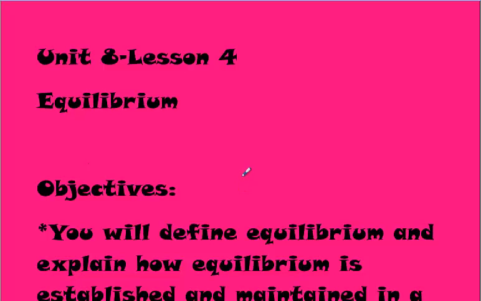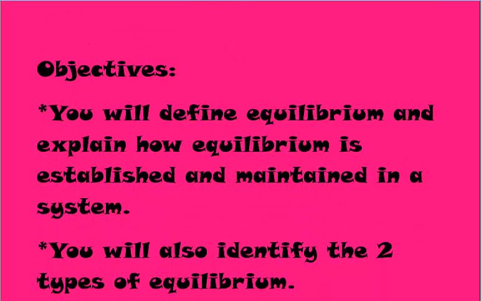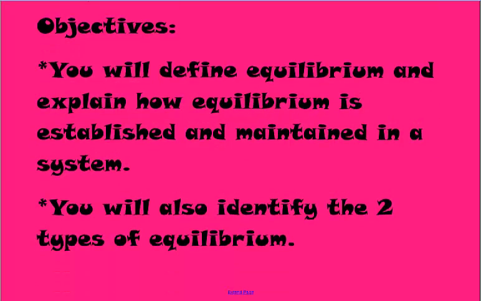Hey, so this is lesson 4, and now we're going to talk about equilibrium. Our objectives are to define equilibrium and explain how it is established and maintained in a system, and you will also identify the two types of equilibrium.